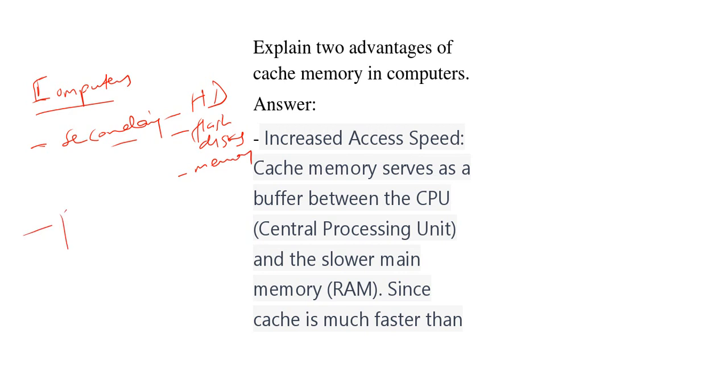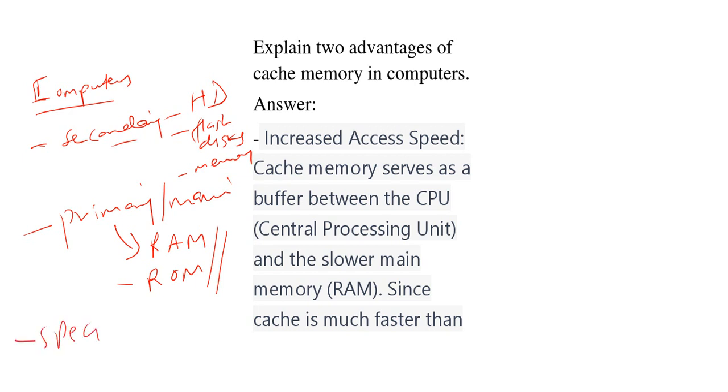And we have now what we call the primary memory, or the main memory, which consists of the RAM and the ROMs. So then we have what we call the special purpose memories. Special purpose memories are things like registers and what we call now the cache memory, and others we call them buffers.